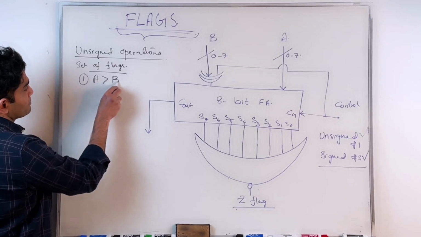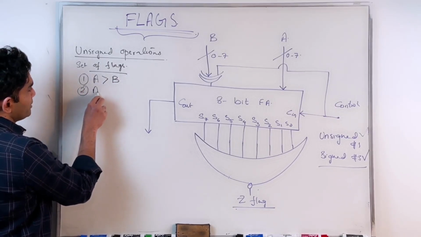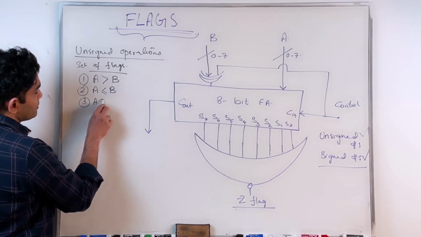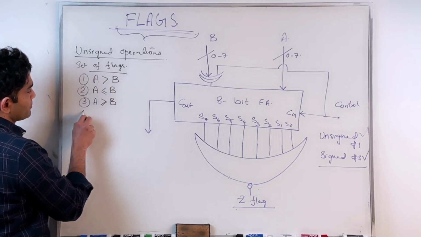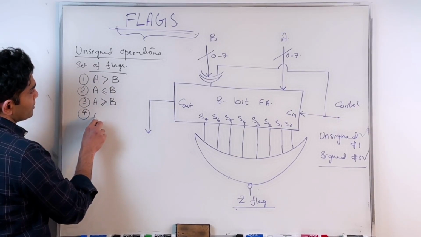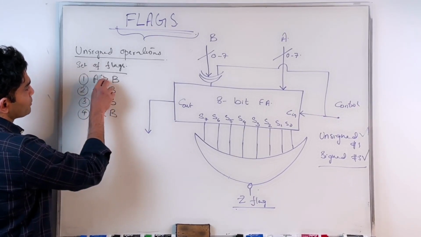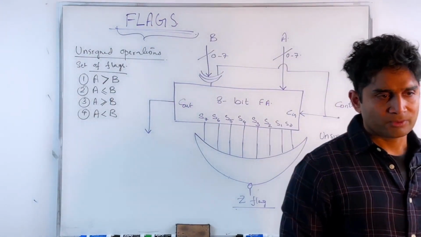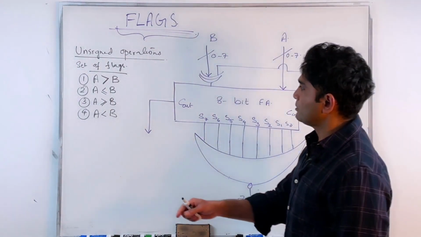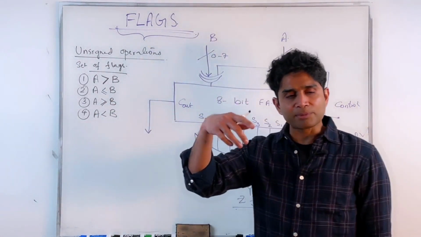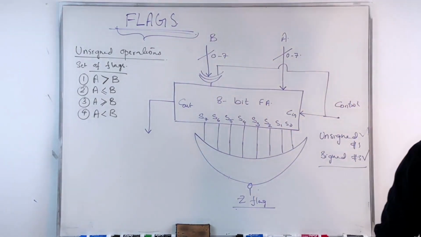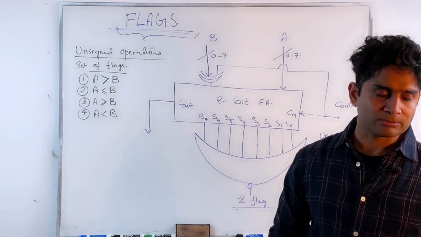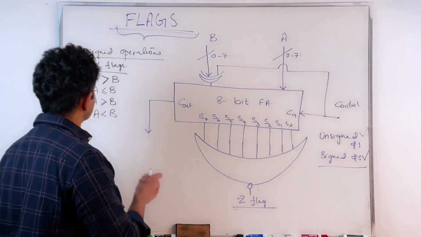A larger than B, A less than or equal to B, A larger than or equal to B, A less than B. When I say A larger than B, that means A should be strictly larger than B. When I say A larger than or equal to B, that means A can be larger or equal to B. Both of them, that is fine. If that condition is satisfied, then you execute that set of instructions. So these are the conditions I would like to check.